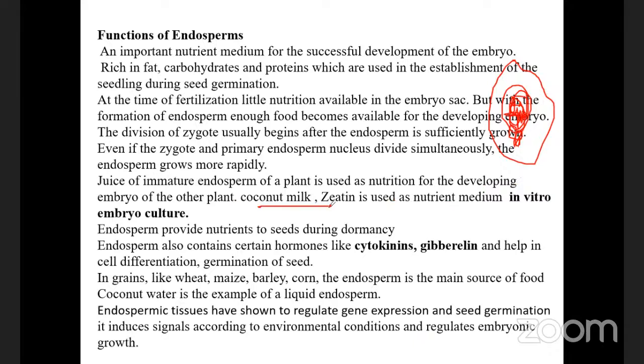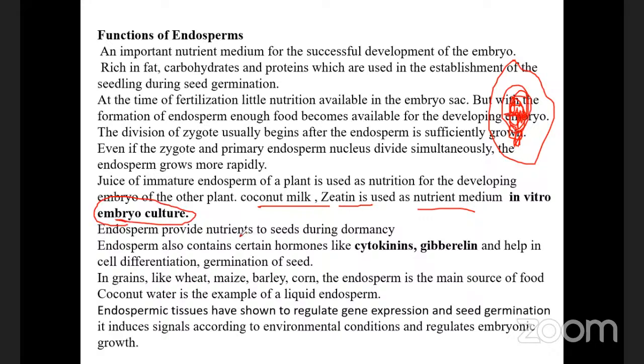You see, the coconut milk and zeatin from the maize that we are using as a nutrient medium for in vitro embryo culture, for the development of the embryo, for the germination of the seed embryo. Like that, there is a lot of usage of the endosperm. Even coconut milk we use in tissue culture as a nutrient medium, if the other media are not present. Even in coconut milk, we can grow the callus.